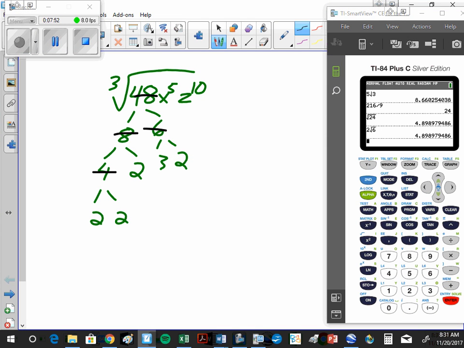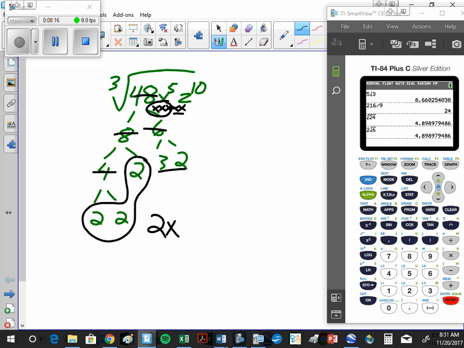Do I have any triplets? I have a triplet of 2's, and then I have a 3 and a 2 left over. So on the outside, I can write 2. How many x's can I bring out? Well, 1, 2, 3, 4, 5. I can circle 3 of them, and that's one set. And then I'm going to have 2 left over.